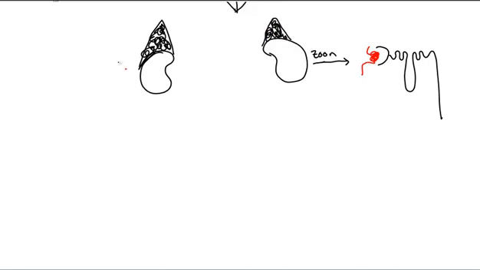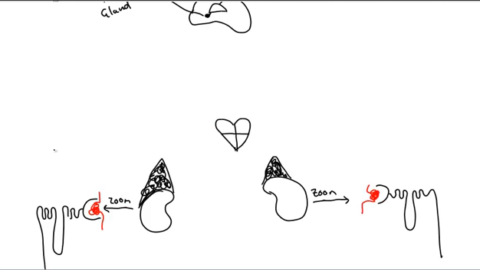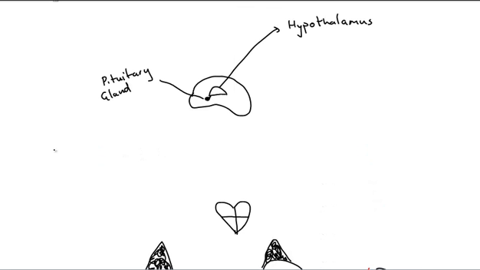On this side, we're going to do the same thing. Glomerulus, proximal convoluted tubule, loop of Henle, distal convoluted tubule, collecting duct. Okay? So those are all going to be key to us understanding how we regulate blood pressure.